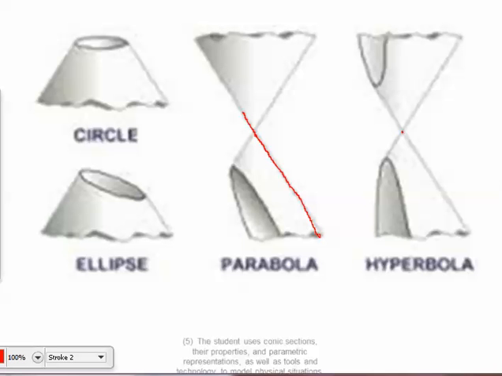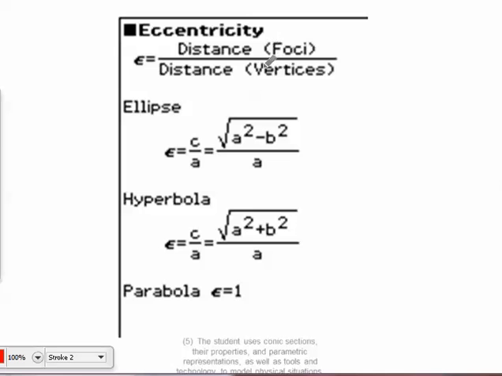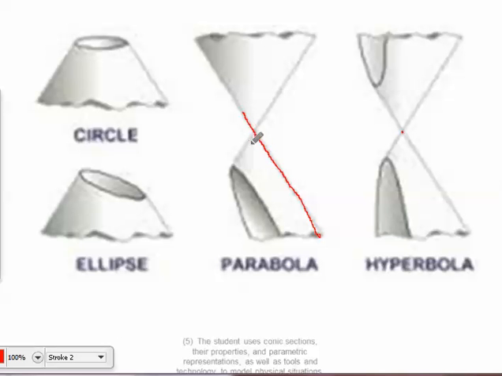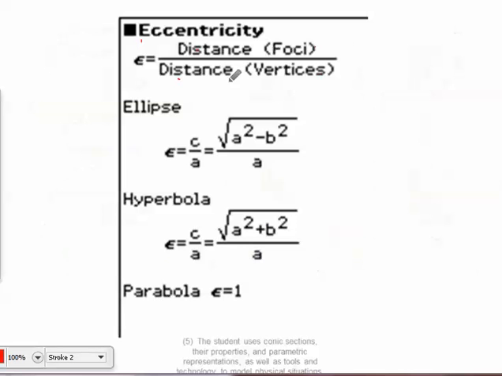That's very interesting. Okay? So one of the things we look at is what is the eccentricity of it? Eccentricity is basically the distance to the foci divided by the distance to the vertice. And what you're looking at when you're doing that is the distance from the foci to the vertice. That's this distance here. Okay? And that distance is different every time for these different types of shapes.